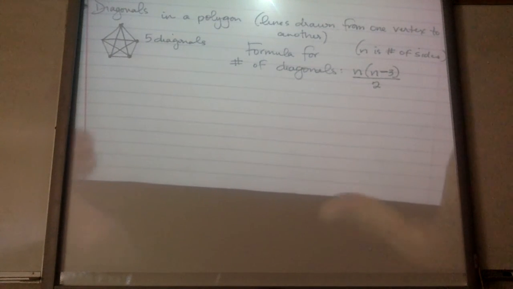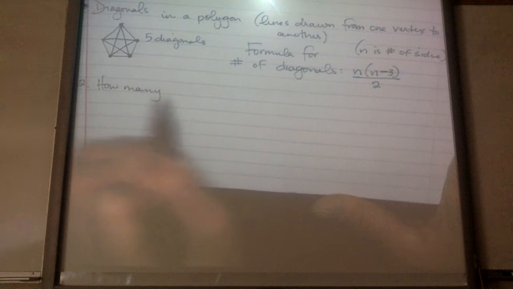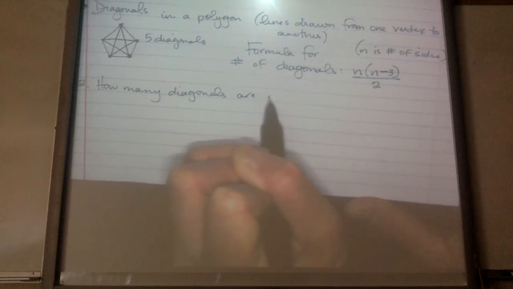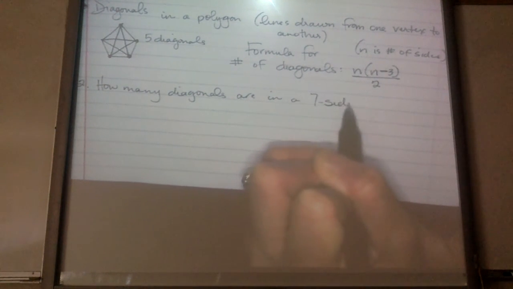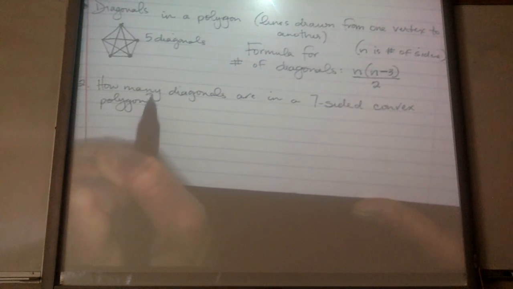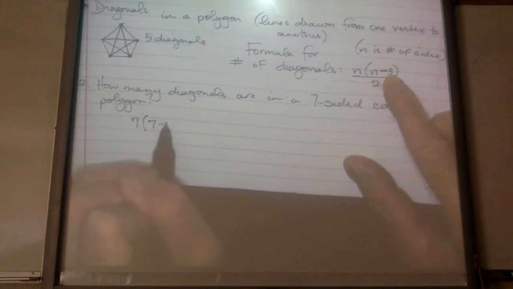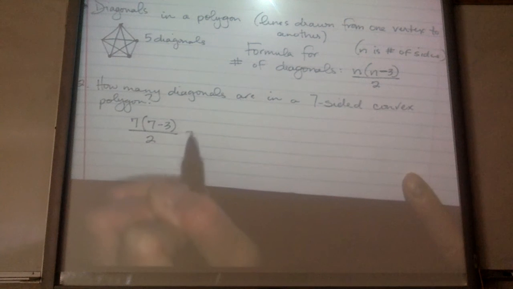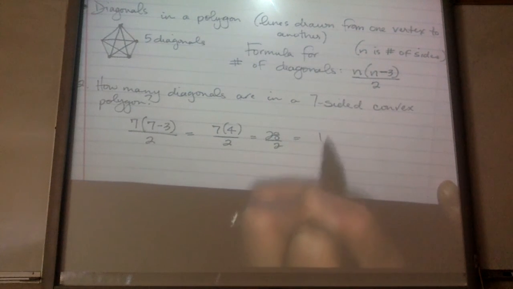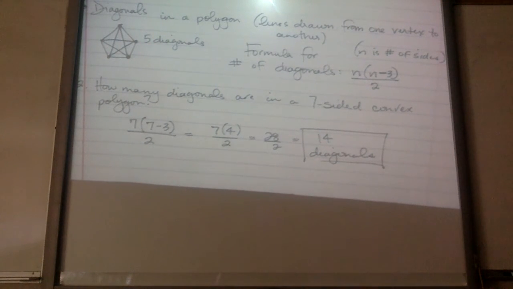Again, this isn't incredibly complex. How many diagonals are in a 7-sided convex polygon? If I have 7 sides, that would be n, 7, times 7 minus 3, divided by 2. That gives me 7 times 4, because we simplify parentheses first. So 28 divided by 2 gives me 14 diagonals. And that is the answer there.